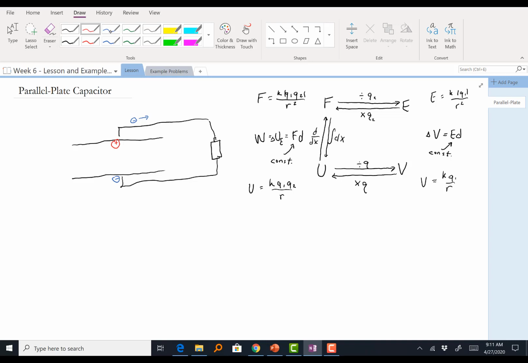All right, and then this just keeps happening. Another electron shows up on the bottom plate, pushes off an electron, and I get a positive charge on the top plate, and so on and so forth, until eventually this plate becomes fully charged. It just cannot hold any more charge on it.